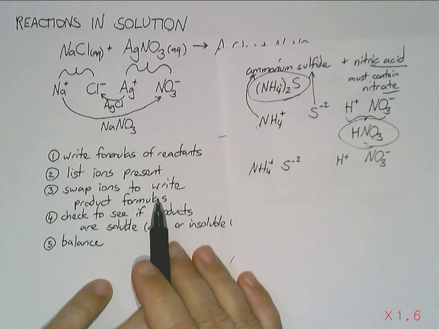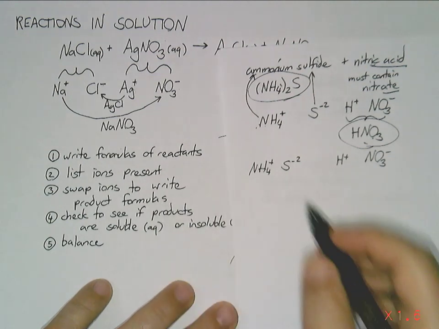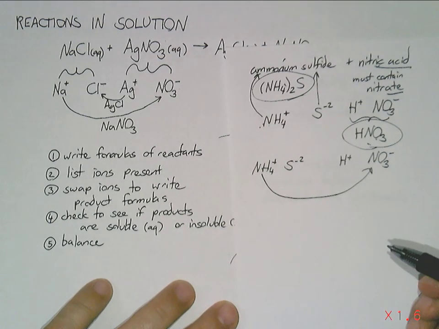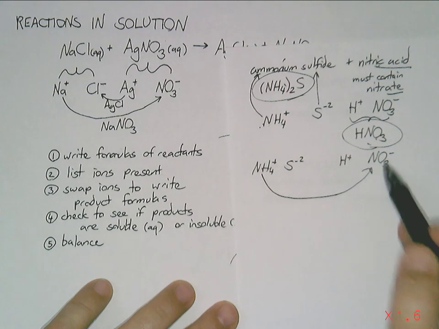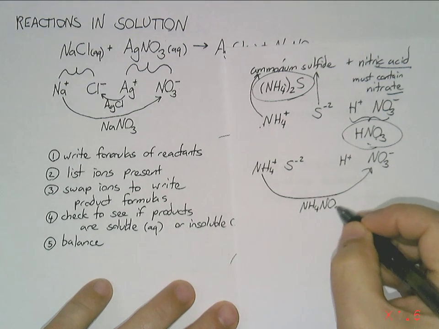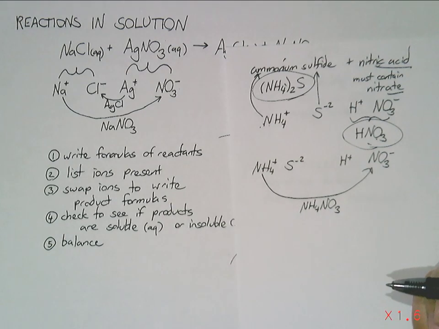Okay, now I'm going to swap the ions to write the product formulas. The positive ion here is going to go after the negative ion here. Now that's got a +1 and this has got a -1. So I'm going to get NH4NO3. They go together 1 to 1 like that.